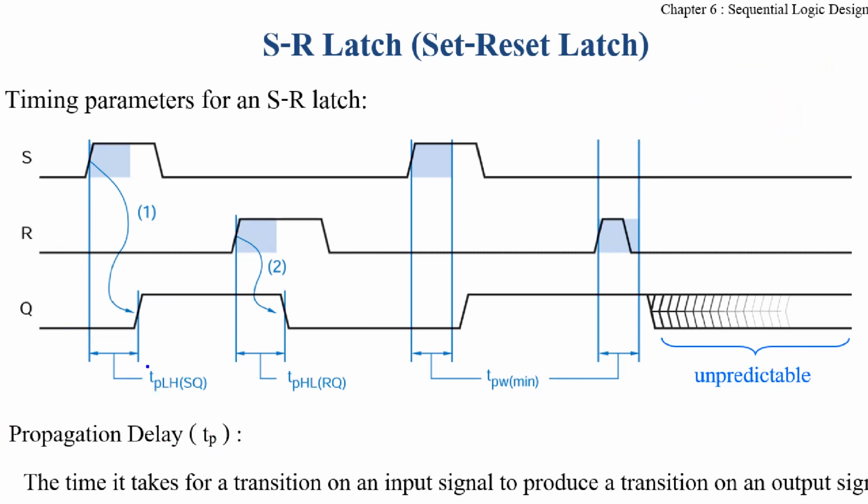And for notation, we write this one SQ. Change of S causes Q to change from low to high. And this one, change of input R, causes Q to change from high to low. Okay, for example. And one more parameter is this one, minimal pulse width.